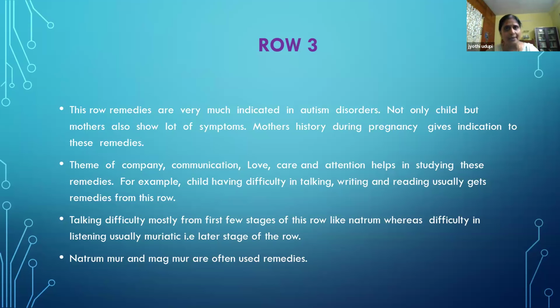Even to understand Lac remedies, knowledge of row 3 is very, very important. Of course, we have remedies from row 4, row 5 also, but row 3 is a very important row if you want to understand Lac remedies. Talking difficultly is mostly from the first few stages of this row, like Natrum, whereas difficulty in listening is usually the muriaticums, the later stages of the row. Natrum mur and Mag mur are often used remedies in this row.